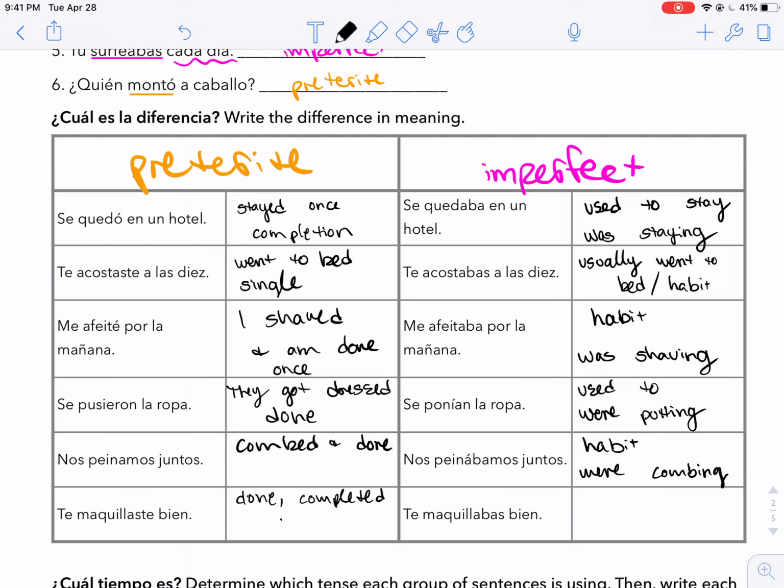And then that it happened once. And then "te maquillabas bien", that's you used to put on makeup. Or you had a habit of it. You regularly did that well. Should be a makeup artist or something. Regularly, yeah. So again, the preterite is kind of for like you snap and it's done. You did it once and you're all set. And the imperfect is more like ongoing things you used to do without a clear ending.